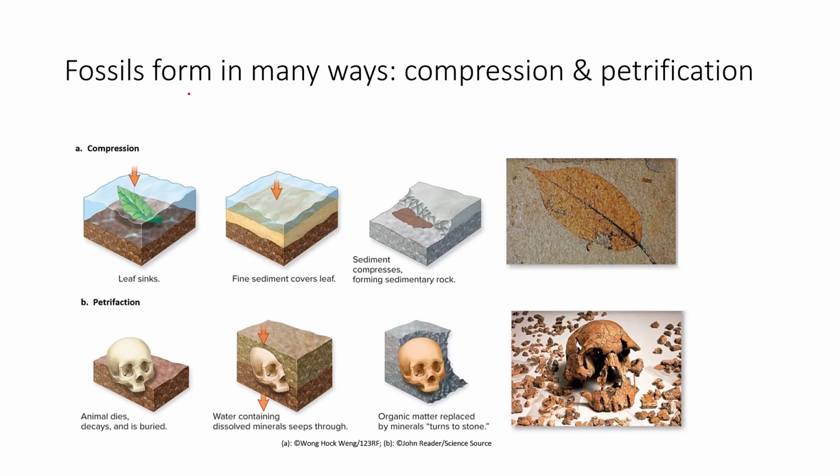Fossils form in many ways. Compression is when a fossil or an organism is put under pressure over a long period of time. The sediment covers that particular organism, compresses it, and forms it into sedimentary rock. We can see an example of that here with this leaf. Petrification is when an animal or organism dies and is buried. Water containing dissolved minerals seeps through, and organic matter is replaced by minerals and turned to stone.